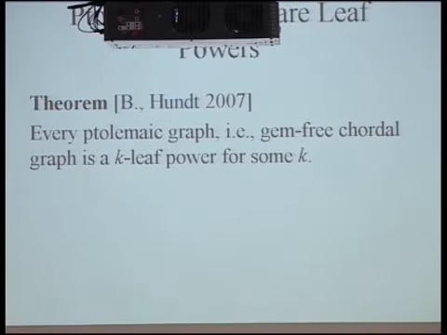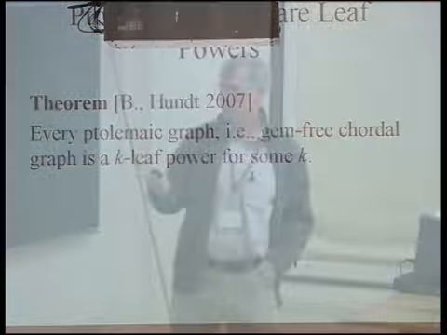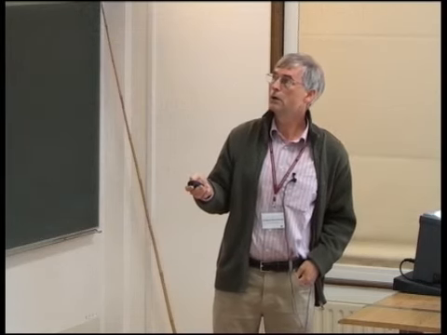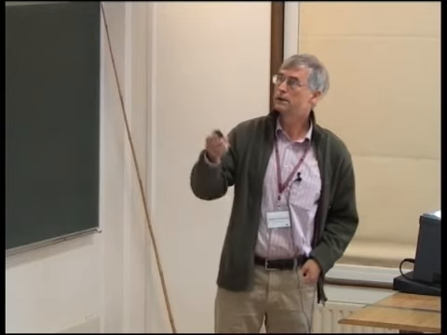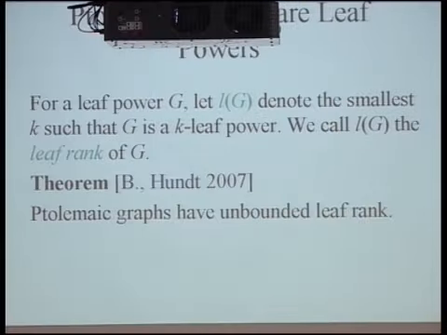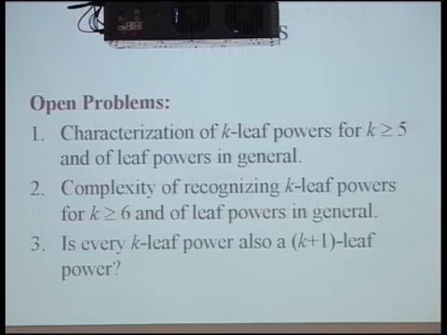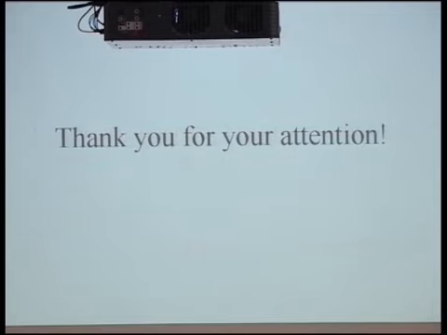For strictly chordal graphs, the k is 4. Can one limit it here? Turns out no. If you define the leaf rank as the minimum k which gives you the k-leaf power, then it turns out that Ptolemaic graphs have unbounded leaf rank. So this is quite an interesting hierarchy. But the problem of characterizing all these k-leaf powers is widely open, and thanks for your attention.